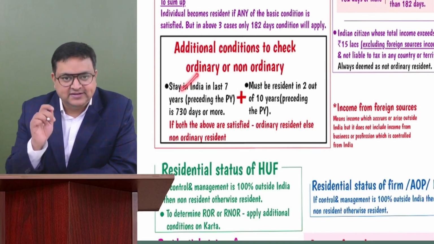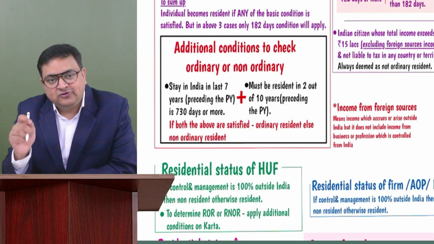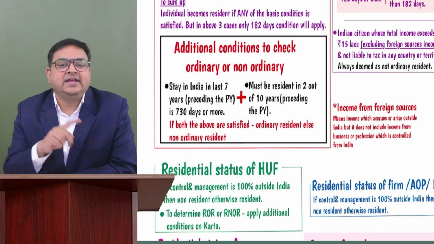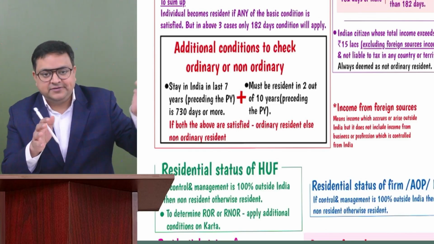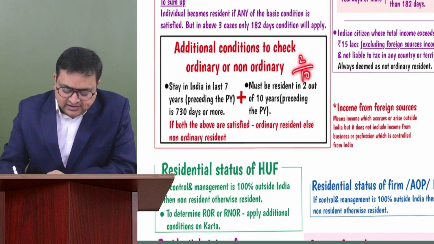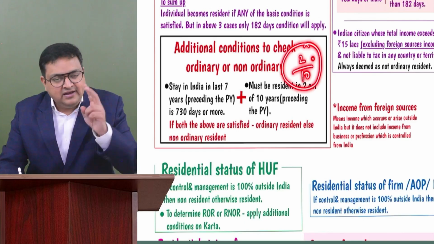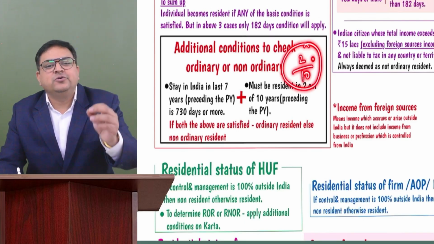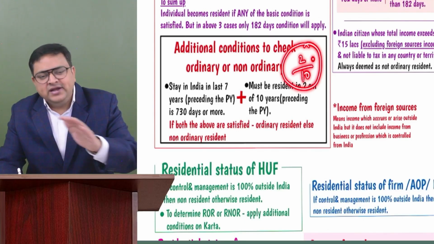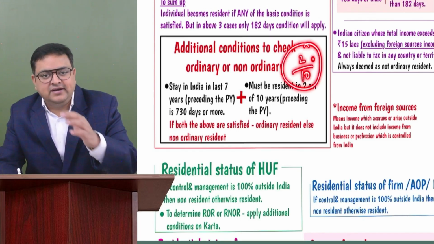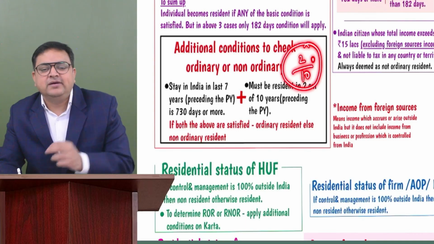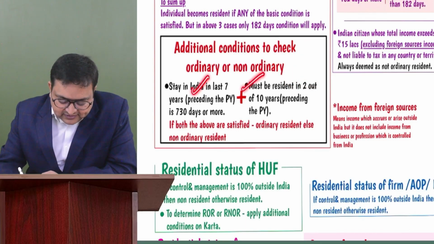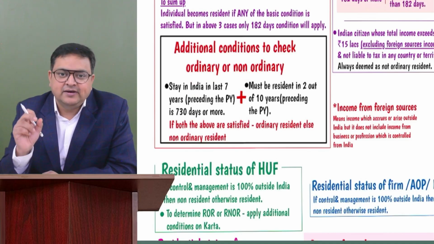So first condition is 730 days. Second condition should also be satisfied, which says out of last 10 years, forget about the previous year 23-24, the assessee should be resident in at least 2 years. Just resident. We don't need ordinary or not ordinary. So 2 out of 10, in minimum 2, he should be resident. If both the conditions are satisfied, then the assessee is ordinary resident. Otherwise, the assessee would be not ordinary resident.